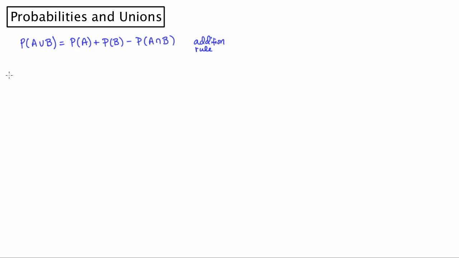So I want to look at two examples with you. We'll start off with this first example, and it's going to involve some playing cards. You draw a single card from a 52 card deck. What I want to know is, what is the probability that that card is a queen or a heart?